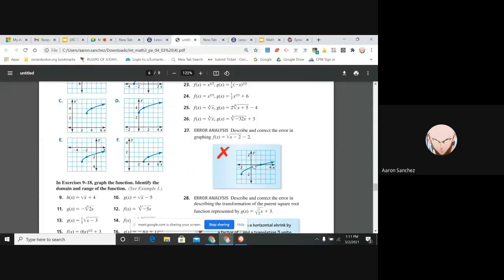Error analysis. Describe and correct the error. Okay, what's going on here? Look, it shifted at -2. It should be +2. It should be to the right 2. This is an h of +2.